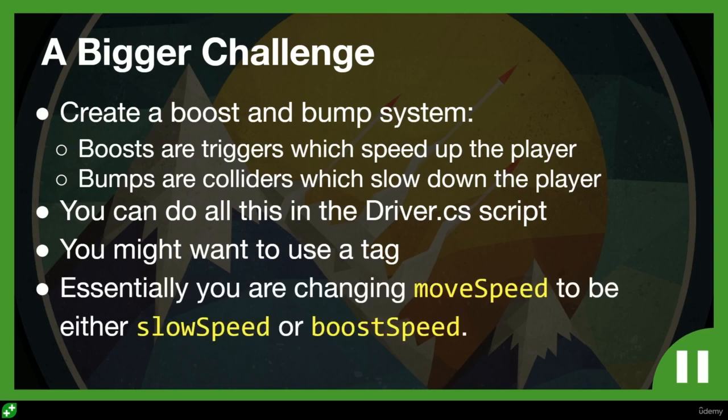And essentially what we're doing is changing move speed to be either slow speed or boost speed, depending upon whether we trigger something or we bump into something. We want to be changing what the value of move speed is.